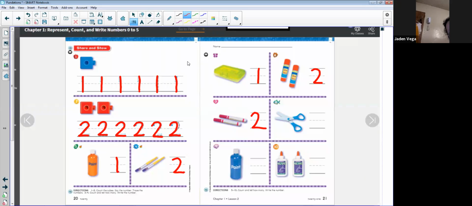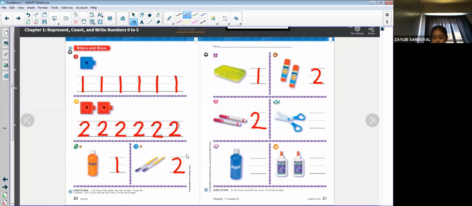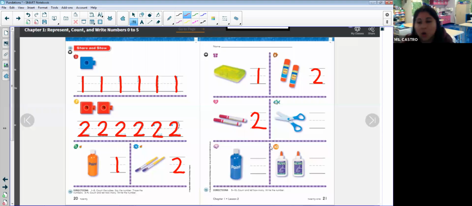Okay. All right. We have a pair of scissors here now. Who can tell me how many pairs of scissors we have? Zaylee, go ahead. How many scissors do you see? 1. Excellent job. So we have to show on the line the number 1. So that's a line straight down.